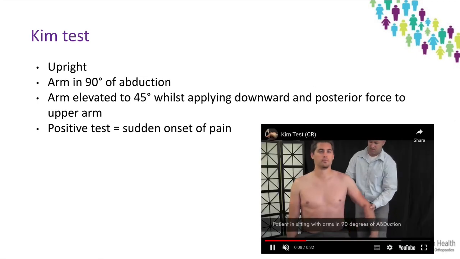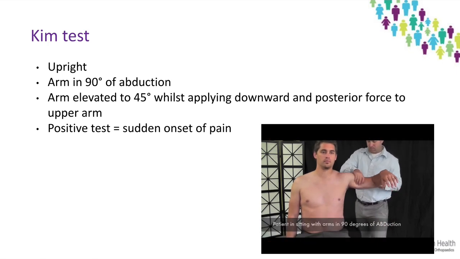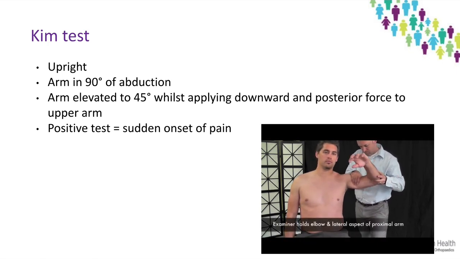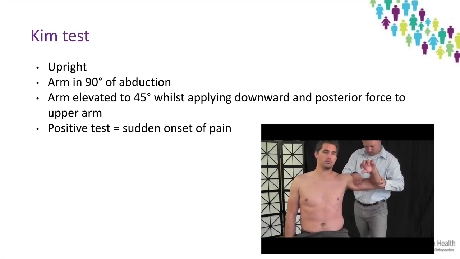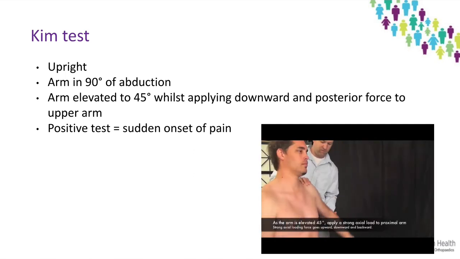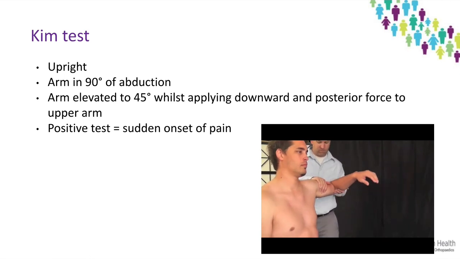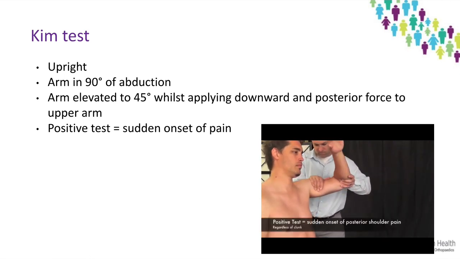Next test is the Kim test. Again, the patient is upright. The arm is in 90 degrees abduction. It's then elevated to 45 degrees whilst applying a downward and posterior force to the upper arm. This test is positive if the patient experiences a sudden onset of pain.